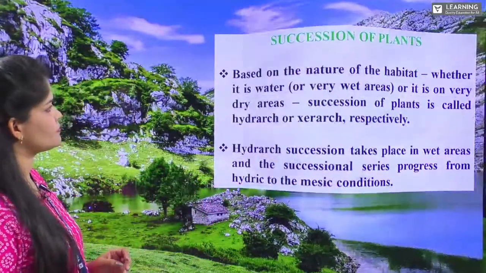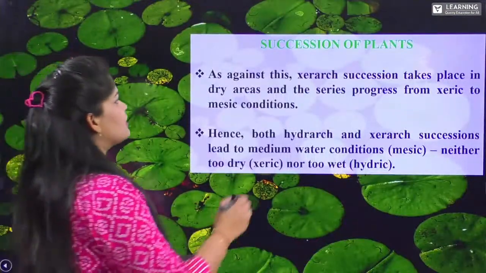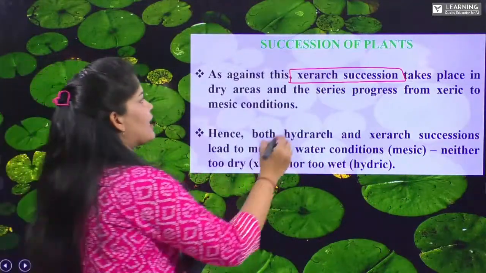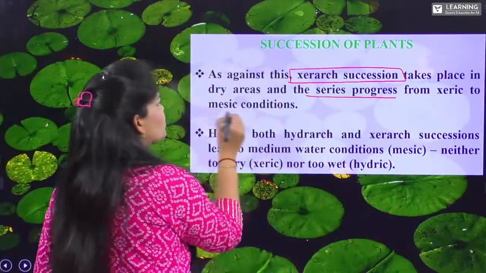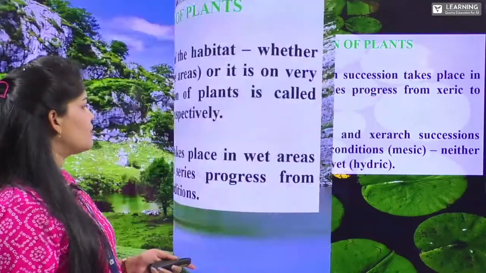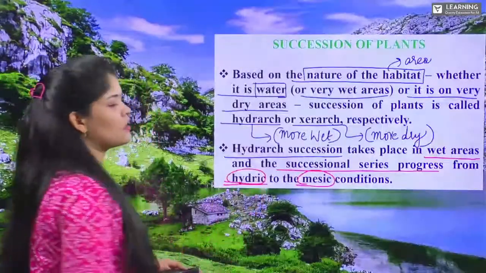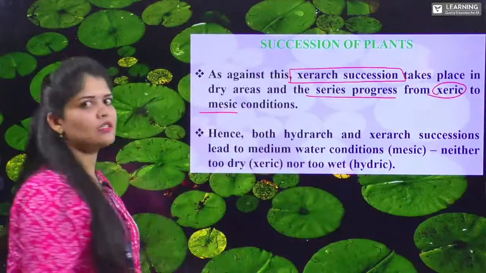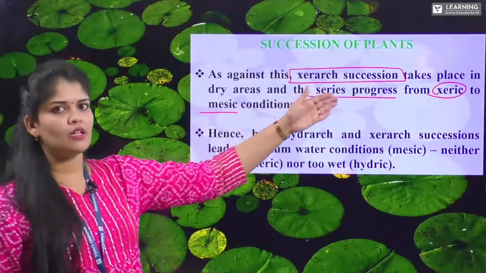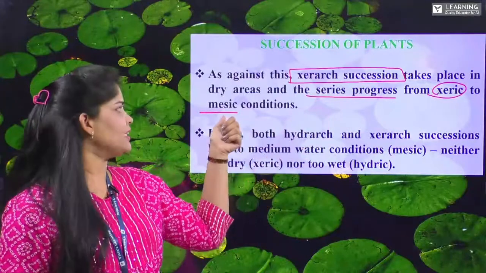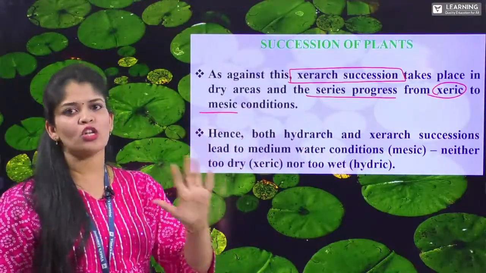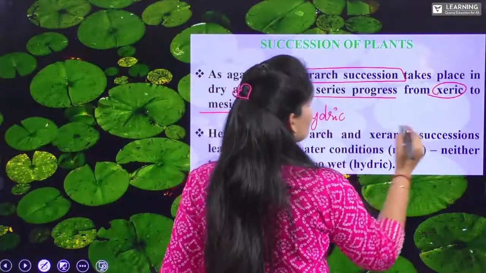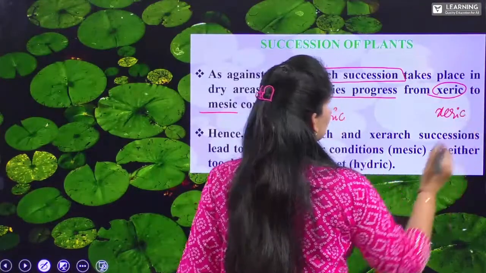Now, as against this, the xerarch succession takes place in the dry areas and the series progress from the xeric to mesarch condition. So here, whether it is happening from the hydric or in the xeric, the series progress towards meeting mesarch conditions. That means medium water availability. So here, hydric, xeric.